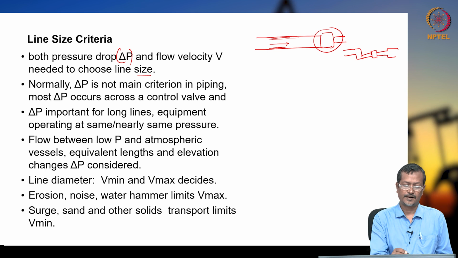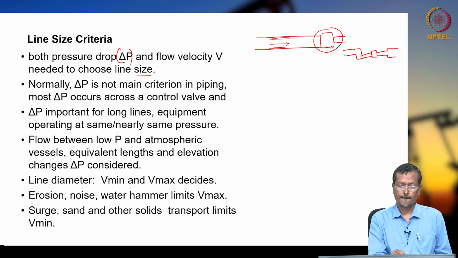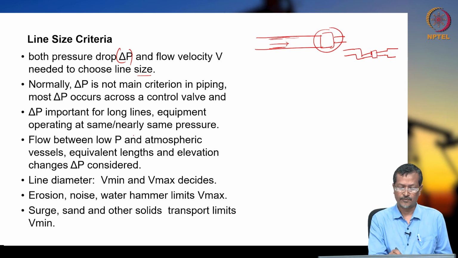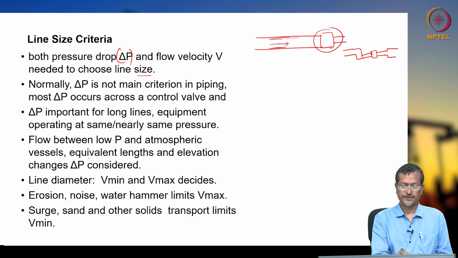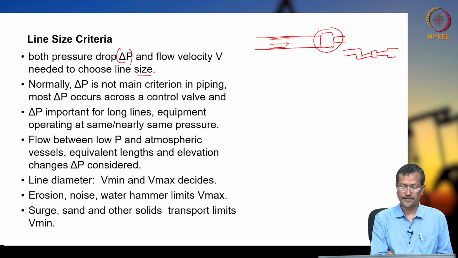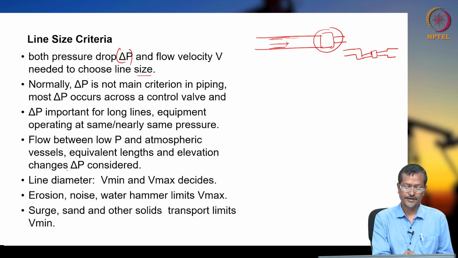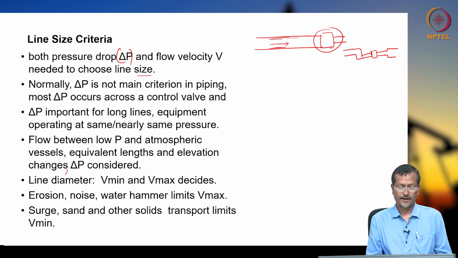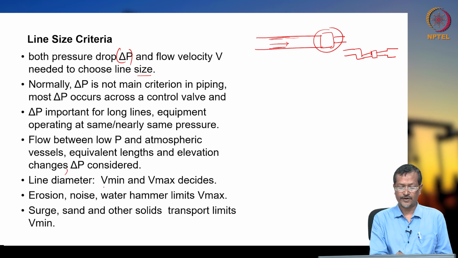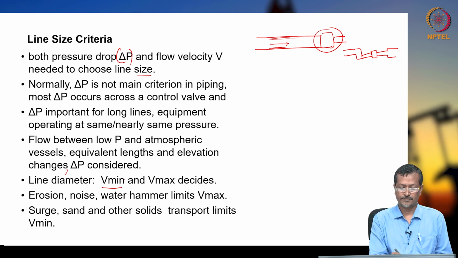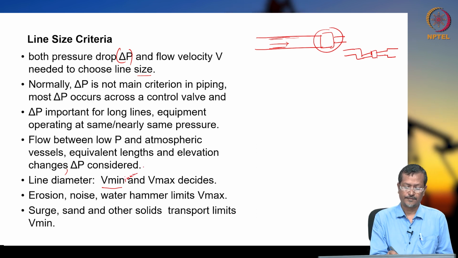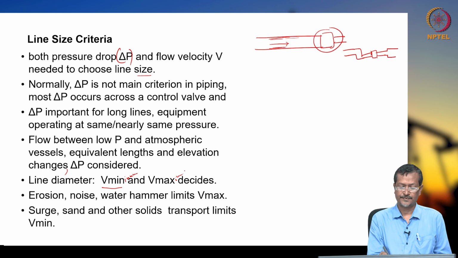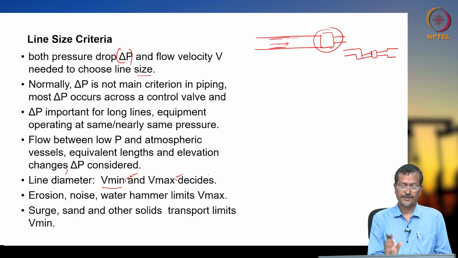Delta P is important for long pipelines, equipment operating at the same or nearly the same pressure, flow between low pressure and an atmospheric pressure vessel, and where equivalent length and elevation changes are there. In that case delta P should be considered. And for line diameter, minimum fluid velocity and maximum fluid velocity will be deciding your pipe size.